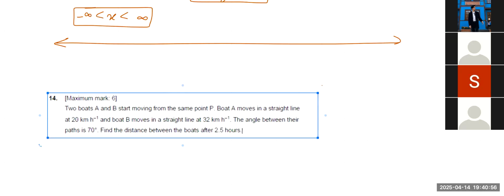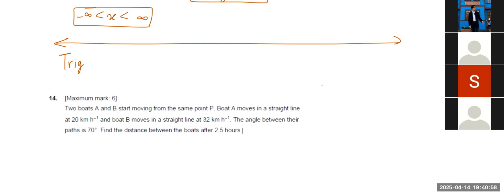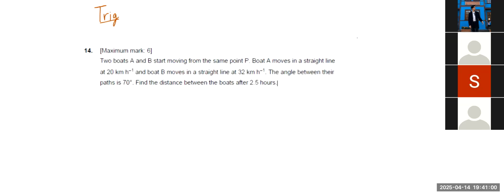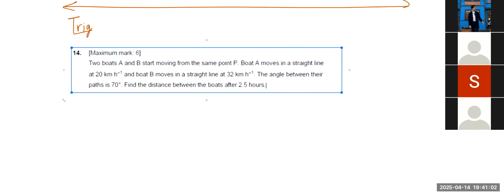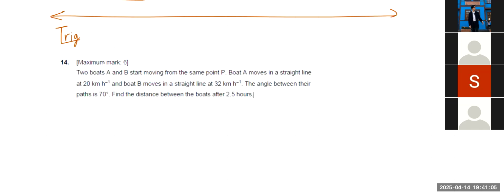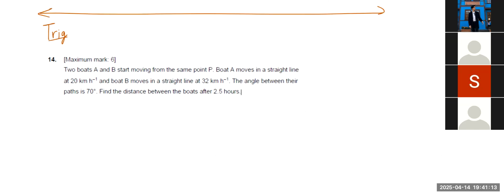So the next idea is going to be about trigonometry. Here's a question. It's about bearings, I think. Two boats, the angle between their paths. Okay. So the first thing that you're supposed to do whenever you get a trigonometry question with no diagram, of course, is to make a diagram, because even I cannot do them mentally.